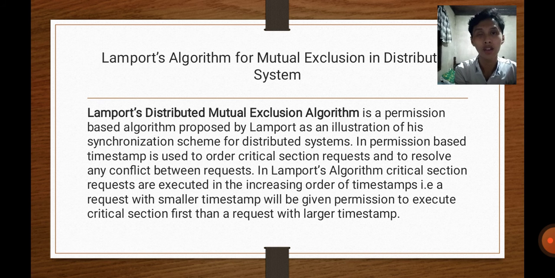Lamport's algorithm for mutual exclusion in distributed systems. Lamport's distributed mutual exclusion algorithm is a permission-based algorithm proposed by Lamport as an illustration of his synchronization scheme for distributed systems. Timestamps are used to order critical section requests and to resolve any conflict between requests. In Lamport's algorithm, critical section requests are executed in the increasing order of the timestamps. For example, a request with a smaller timestamp will be given permission to execute the critical section before a request with a larger timestamp.